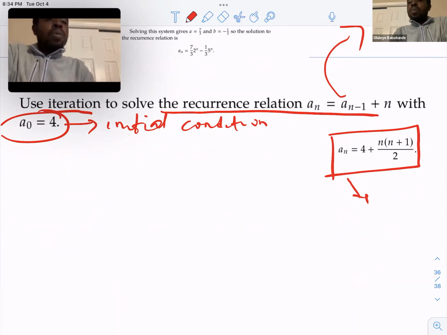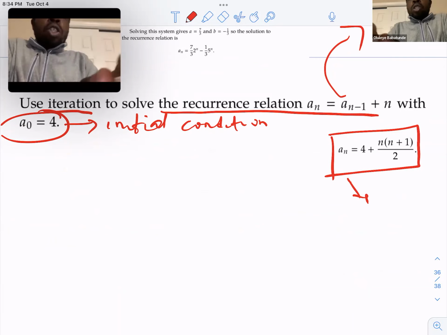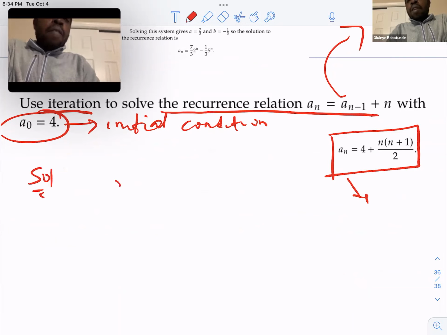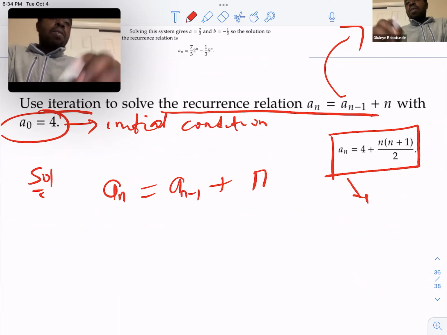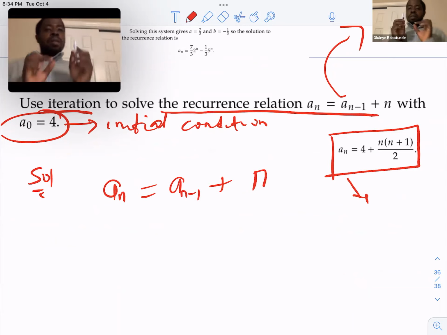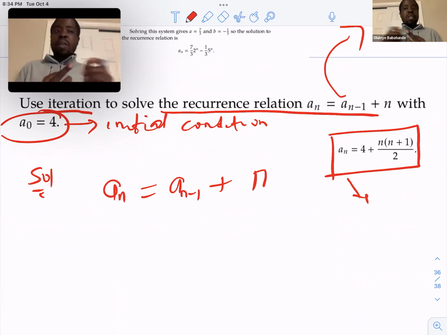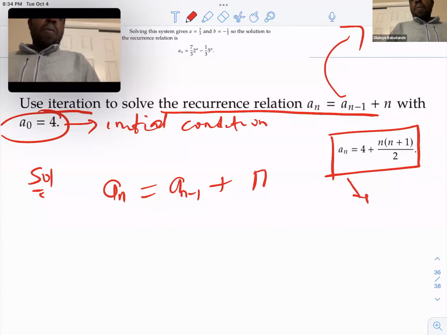Solution. You have an equals an minus 1 plus n. Remember, n minus 1 and n are just subscripts. So that means a1 will be given as a0, because if your n is 1 here, 1 minus 1 will give 0.